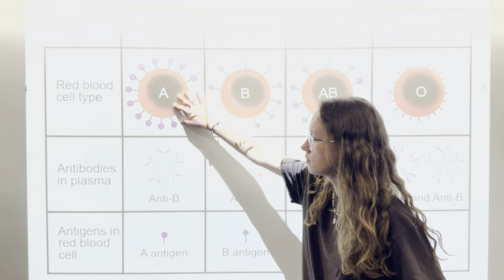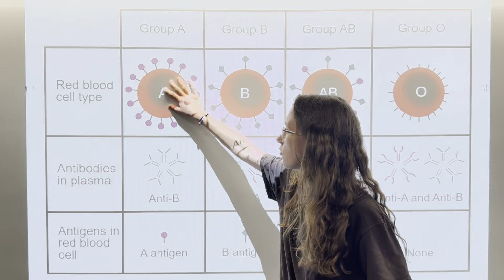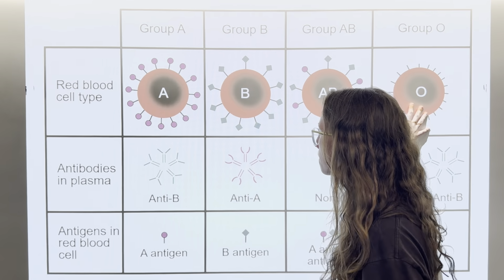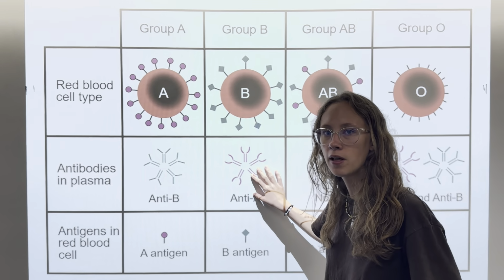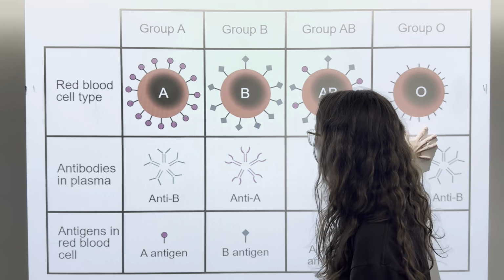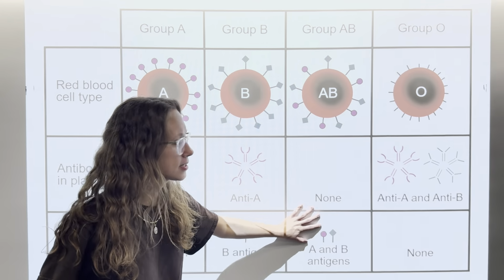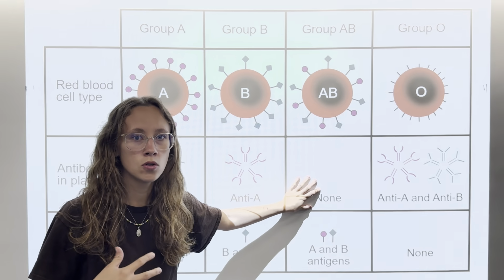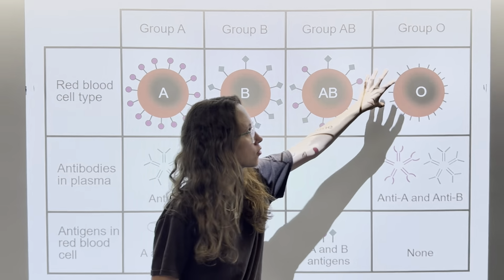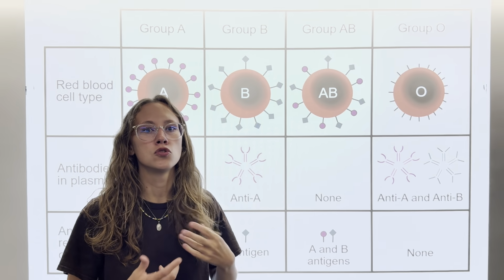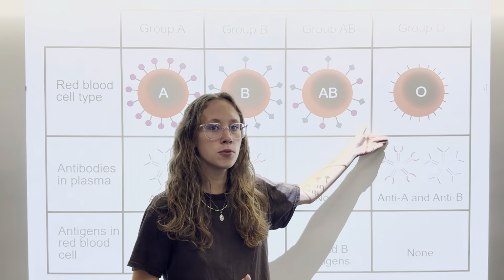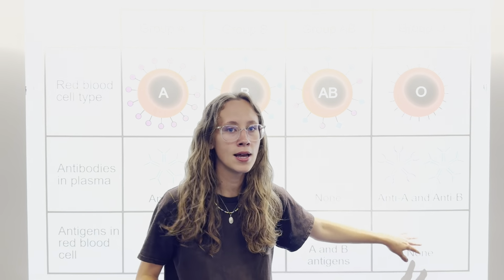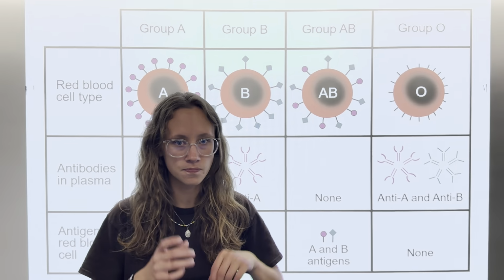So A only can accept blood from A or O. B can only accept blood from B or O. Group AB can accept from A, B, AB, or O. This is the universal receiver. Whereas group O is the universal donor. It can only receive from group O, but it can donate to any other blood type because there are no antigens on the surface of that cell.